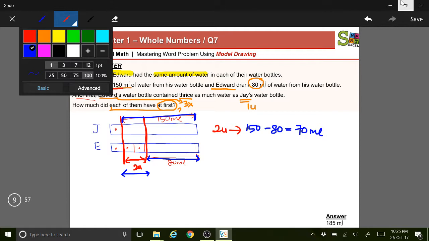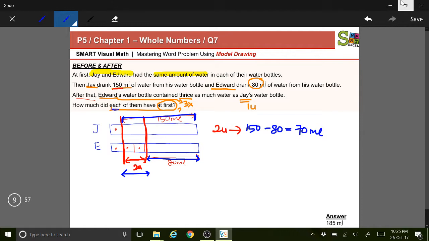Then from there, they want you to find what each of them has at first. Maybe we can just choose J because J is very simple, just 1 unit. So 1 unit is 70 divided by 2, which is 35 ml. Then J will be 35 ml plus 150 ml. That will give us 185 ml.